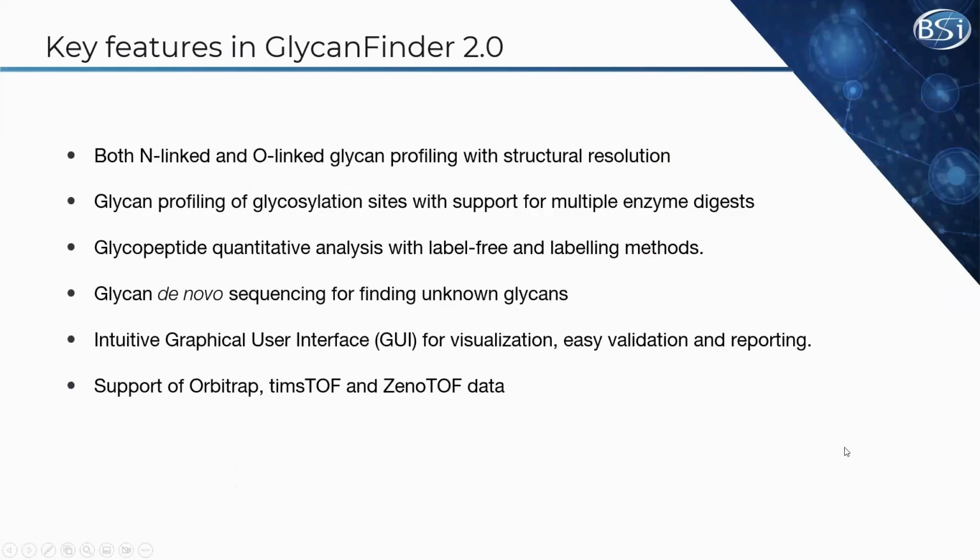And so the key features of GlycanFinder, as I mentioned earlier, is to identify both N and O-link glycans and do glycan profiling with structural resolution. And we could do glycan profiling at specific sites within proteins and it supports multiple enzyme digestions. We could do quantitative analysis, and we support both label-free and labeling methods such as TMT. Glycan de novo sequencing is employed for finding unknown glycans that are not present in your glycan database. And it comes with a user-friendly graphic user interface. And we support Orbitrap data, timsTOF data, as well as Xenotof data.